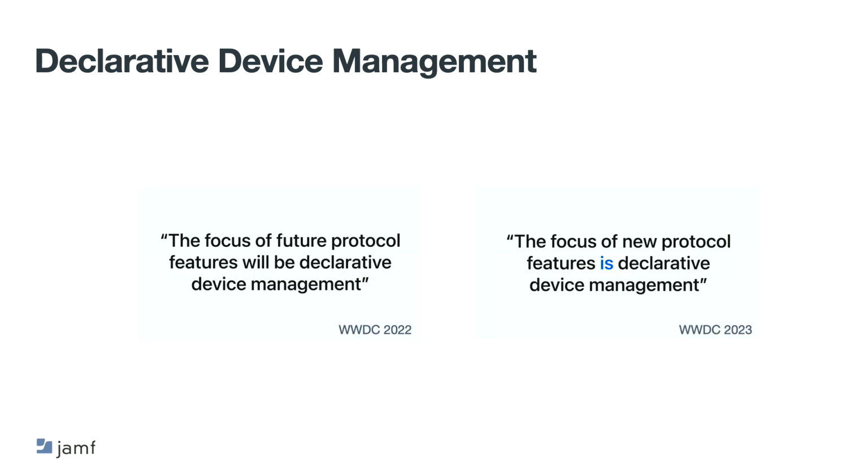So Apple is also, as we know, very deliberate with language. So this particular change between the sessions at WWDC in 2022 and 2023 is really worth paying attention to. The focus of future protocol features will be declarative device management. And then last year, the focus of new protocol features is declarative device management. So new features moving forward, we can expect them to be declarative device management. So we need to understand how this works and how we can manage our devices.